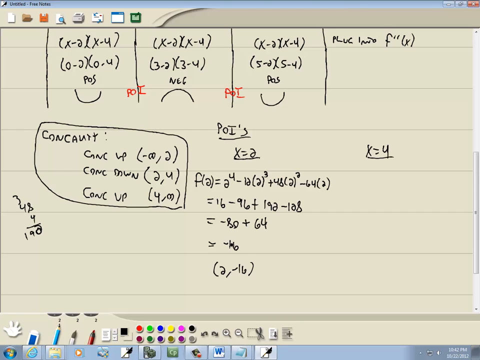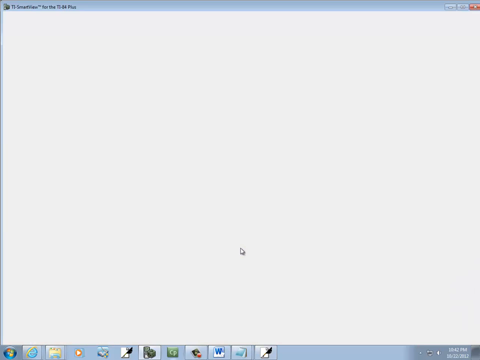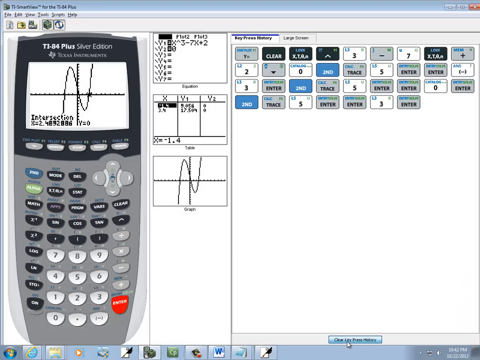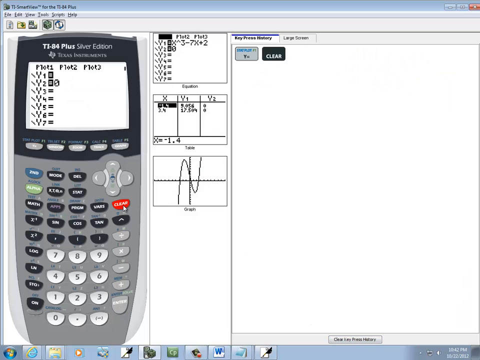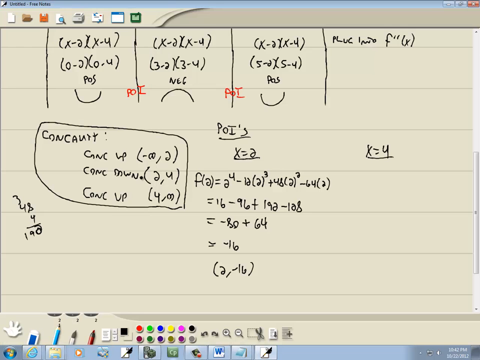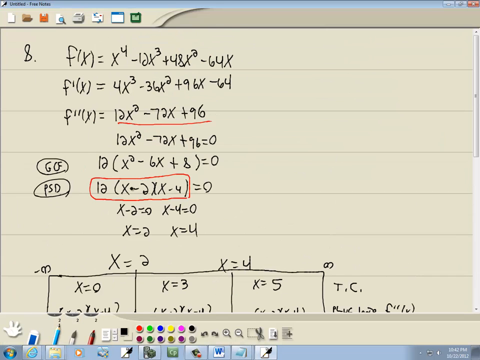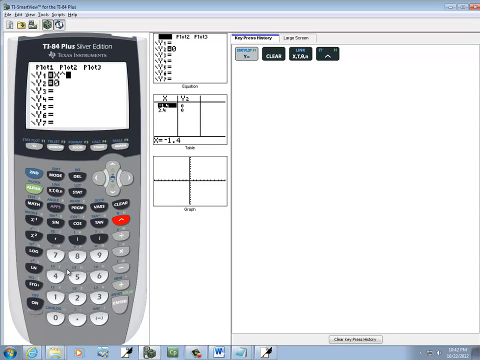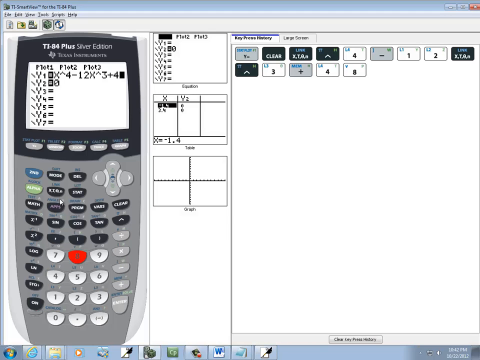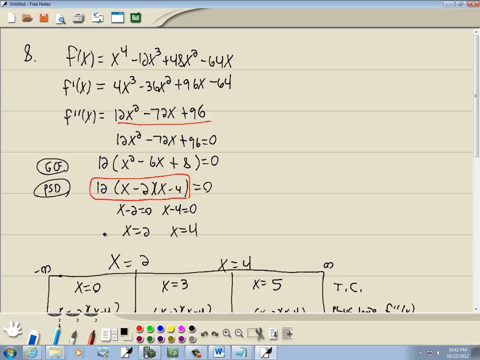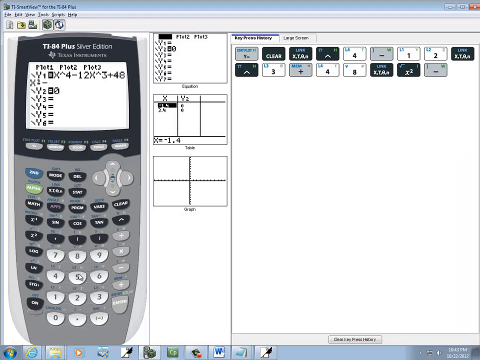Okay, I want to show one by hand. You can also use a calculator to do this. Very nicely, it does it. If I go to my y equals, do clear, and I want to put in my original function, the x to the 4th, so x caret 4, minus 12x to the 3rd, plus 48x squared, minus 64x.